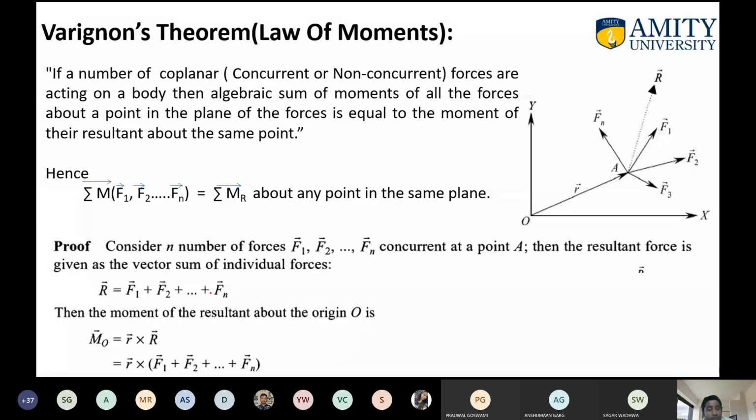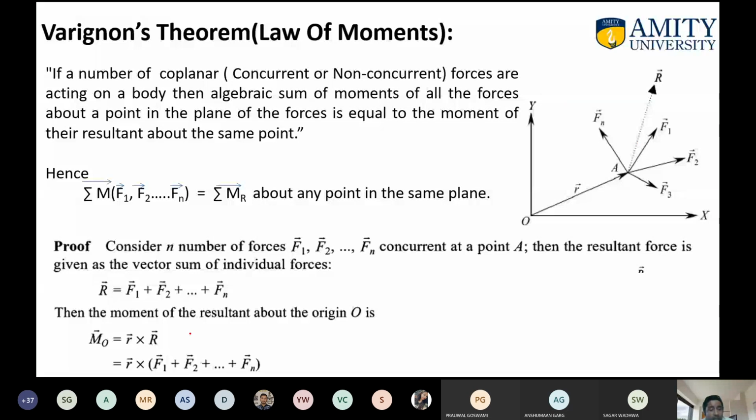Then the moment of the resultant about the origin. This is the origin point O here. So we are calculating the moment, and the distance of all these forces from this point O is r. So the moment of the resultant about the origin is r cross capital R. Here we are saying only for the resultant part. This is the resultant here, and the distance is r from the origin O. So MO will be equal to how much? r cross capital R, where capital R is the resultant of all the forces.